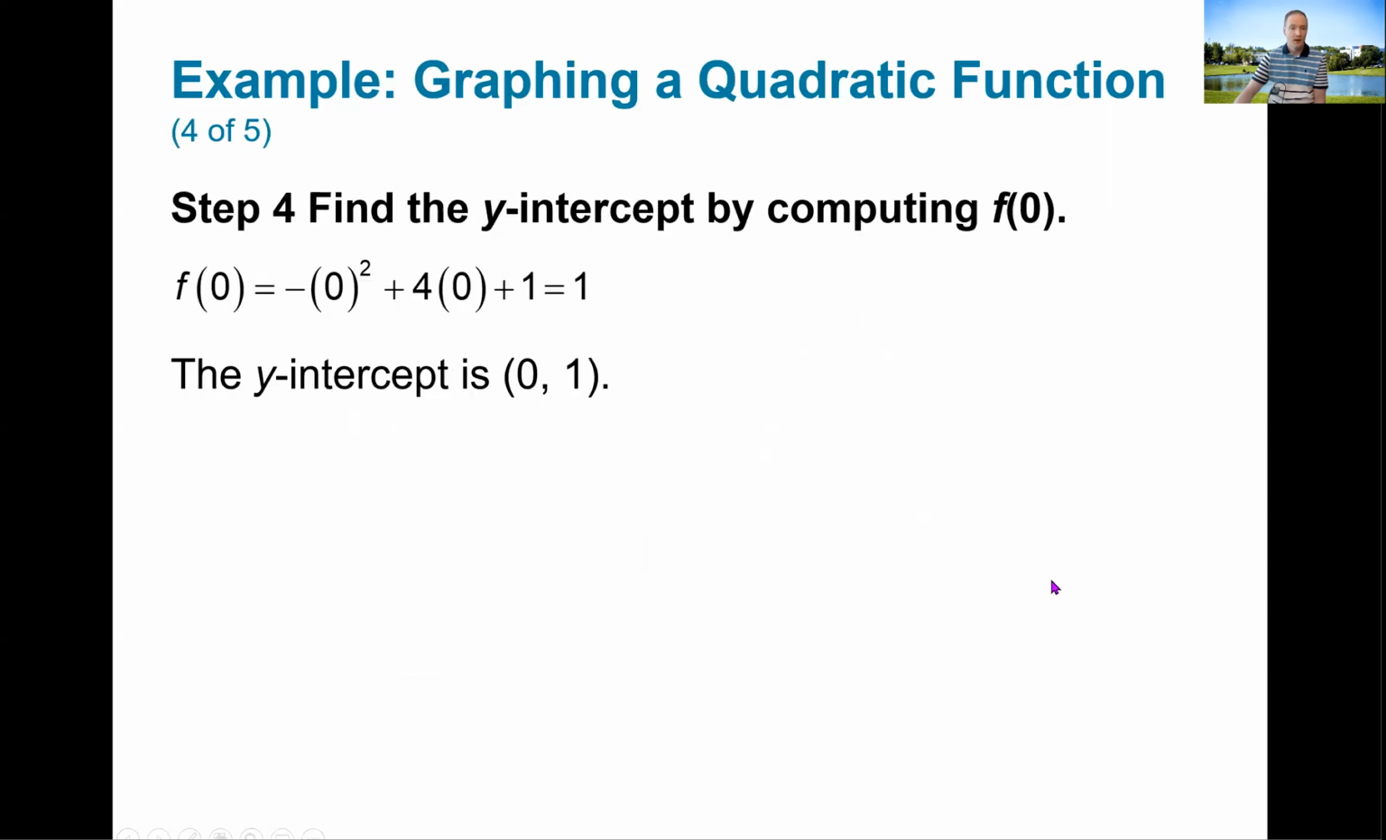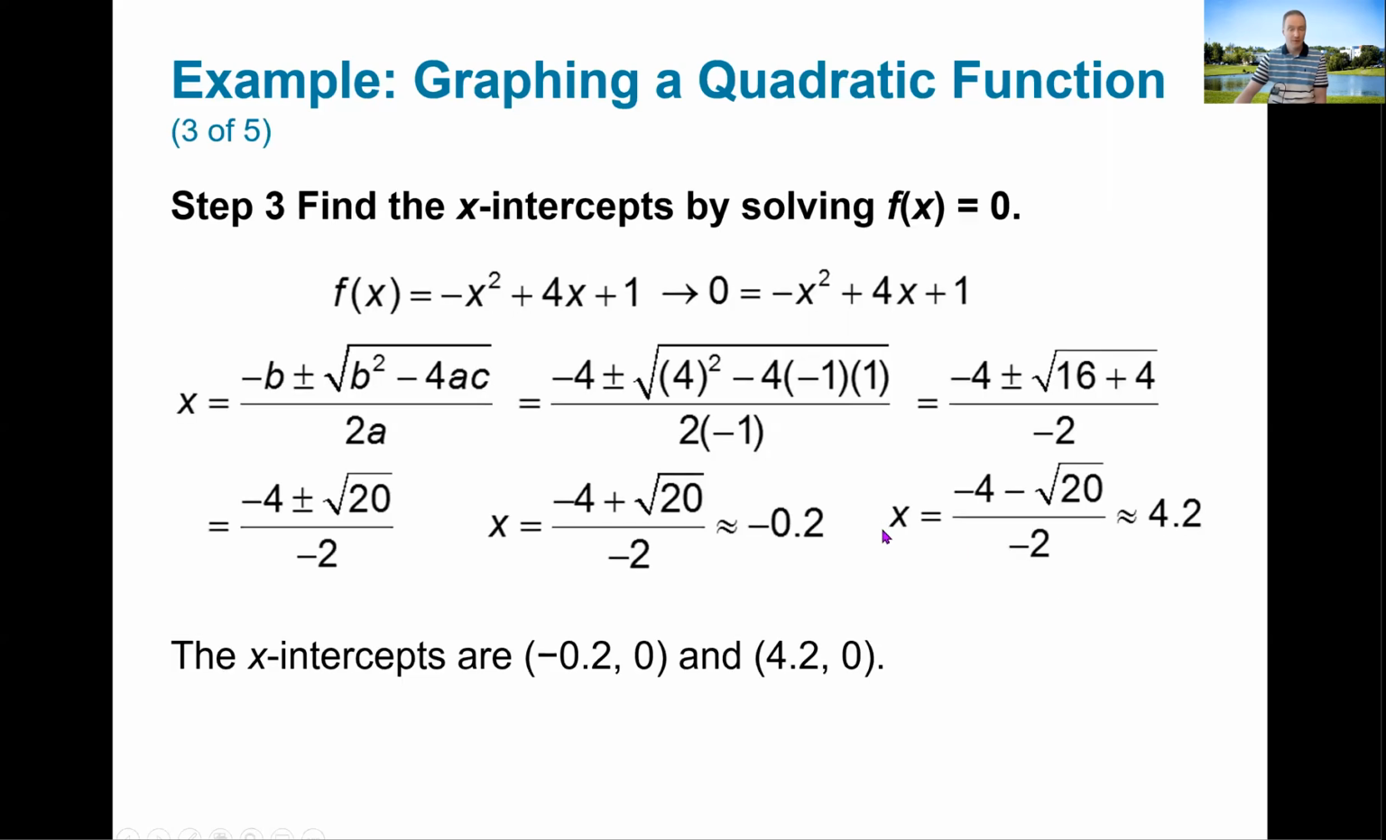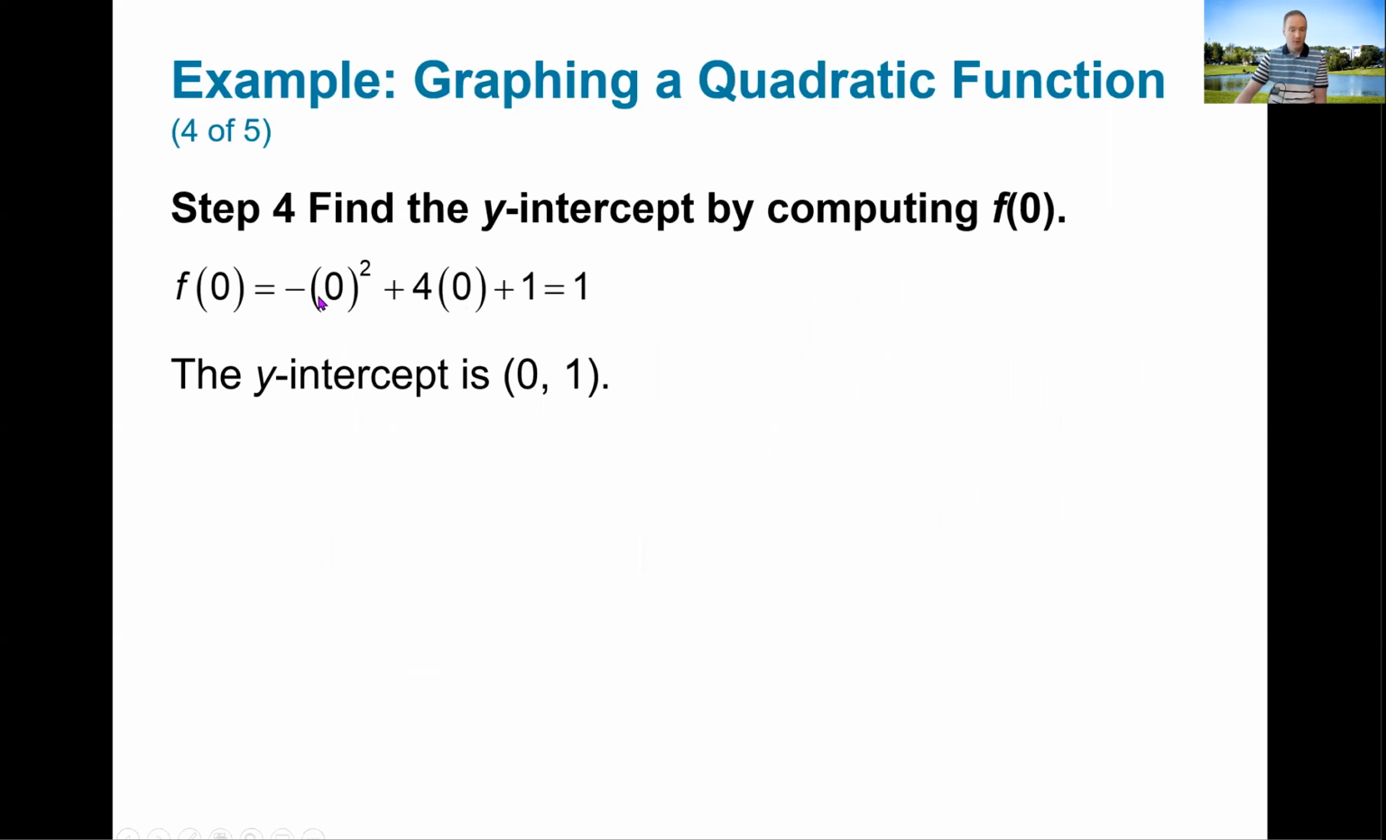Now, for the next step, the y-intercept, you just plug a 0 for x into your equation, which was negative x squared plus 4x plus 1. Notice that's negative 0 squared plus 4 times 0 plus 1. Clearly, when you plug a 0 into that, the x terms cancel out, and you're just left with that 1. So the y-intercept is just the constant in your quadratic equation, and it's going to be the 1. Our y-intercept is the ordered pair (0, 1).